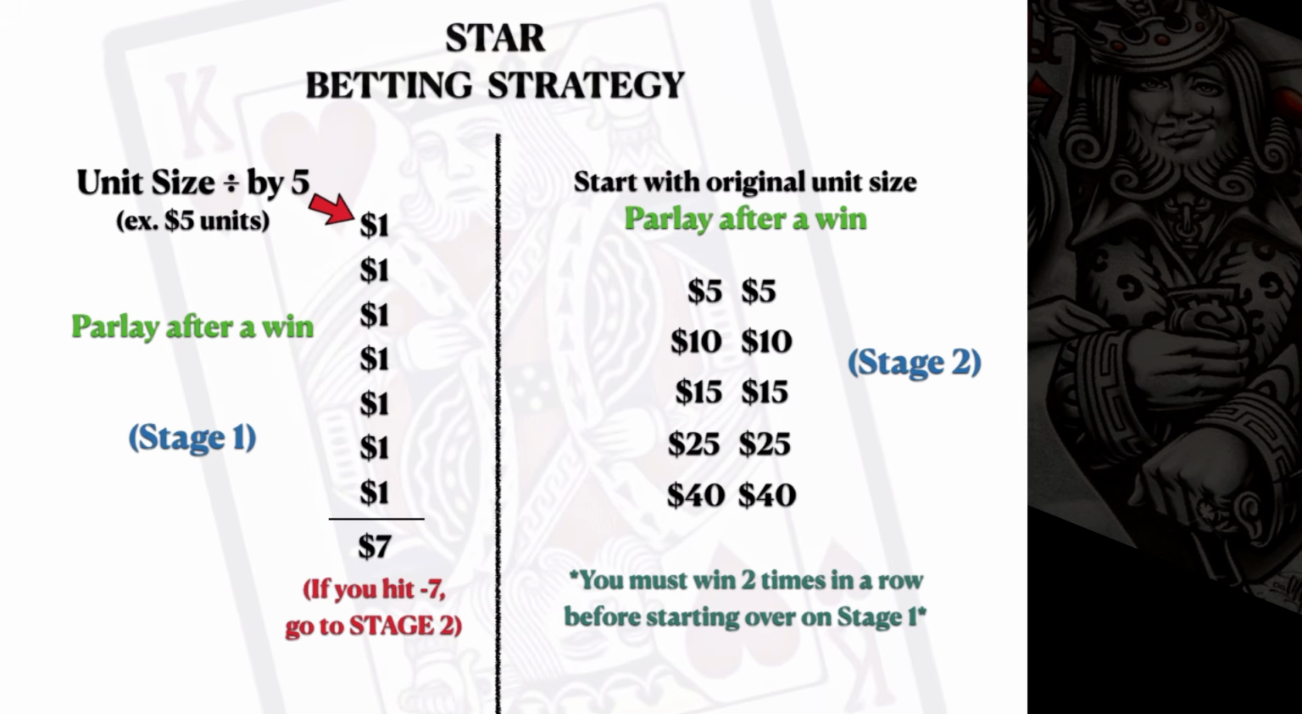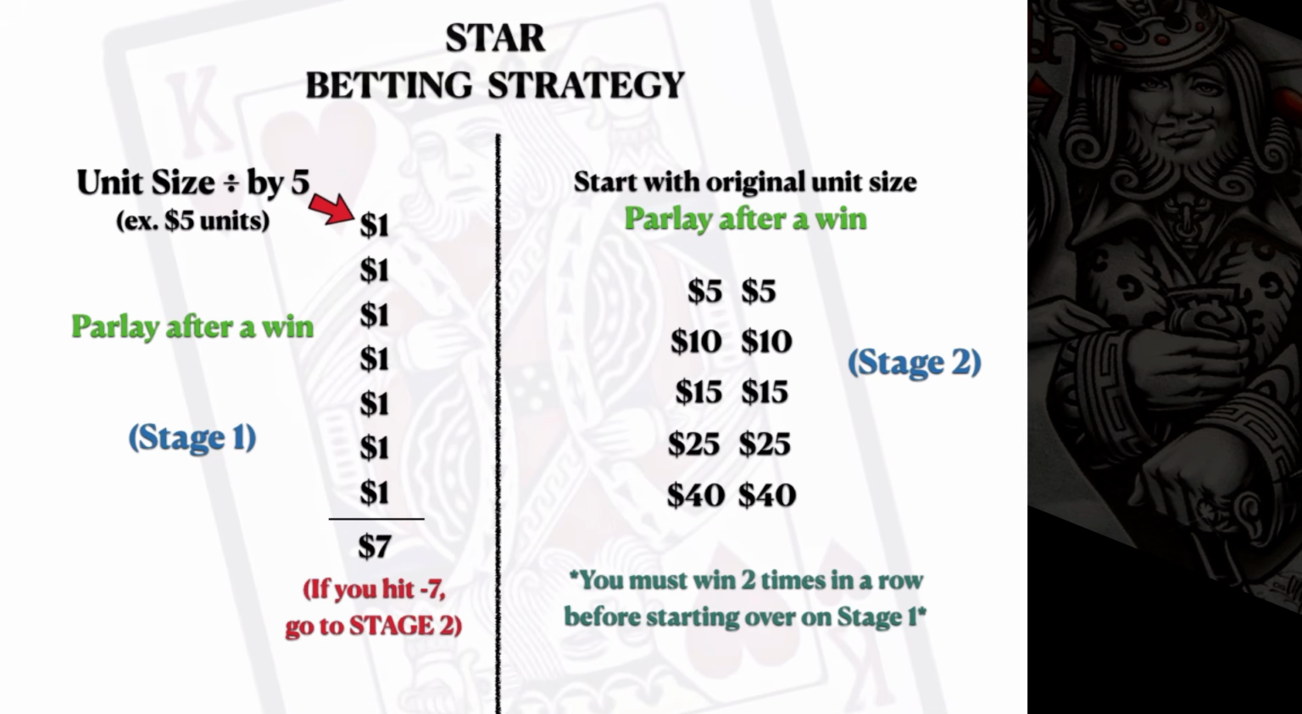Two things, okay? Number one, after a win, you will parlay your bet. What do I mean by parlay? It just means you let your winnings ride. As an example, let's say we place a $5 bet and we win. We will get back $10, correct? So for our next bet, we will keep the $10 on the table. This is also known as pressing your bet.